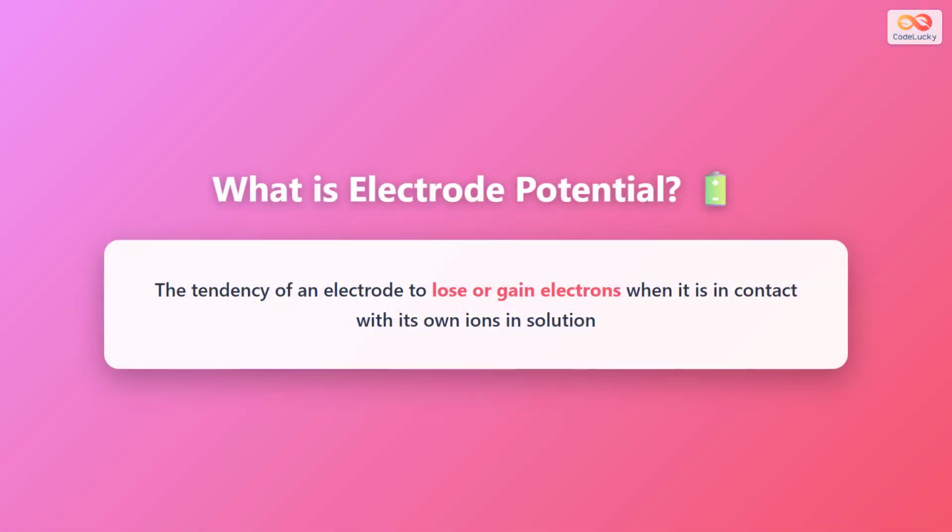Let's start with the basics. Electrode potential is the tendency of an electrode to lose or gain electrons when it is in contact with its own ions in solution. Think of it as a measure of how much a substance wants to either give away electrons or accept them. When a metal electrode is placed in a solution containing its own ions, a potential difference develops at the interface. This potential depends on the nature of the metal and the concentration of ions in the solution. Different metals and ions have different tendencies to exchange electrons, which is what electrode potential quantifies.